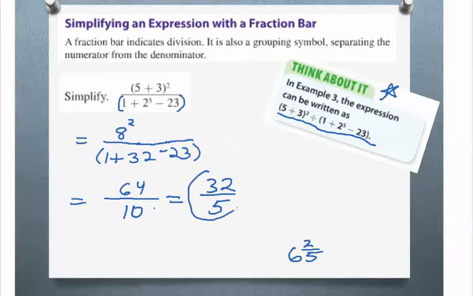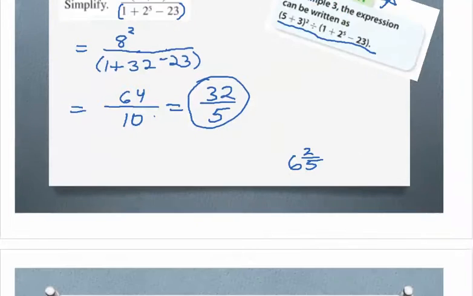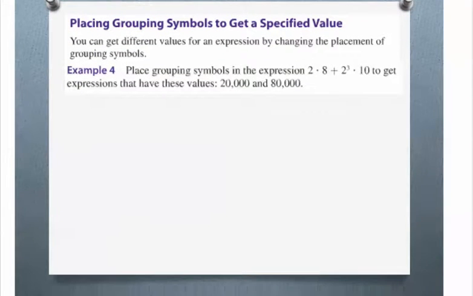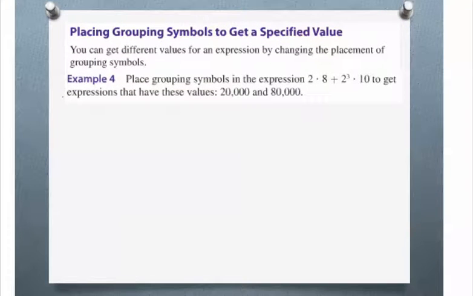But usually we'll leave it as an improper fraction. Okay, so this one is where we're going to work backwards. You can get different values for an expression by changing the placement of grouping symbols.